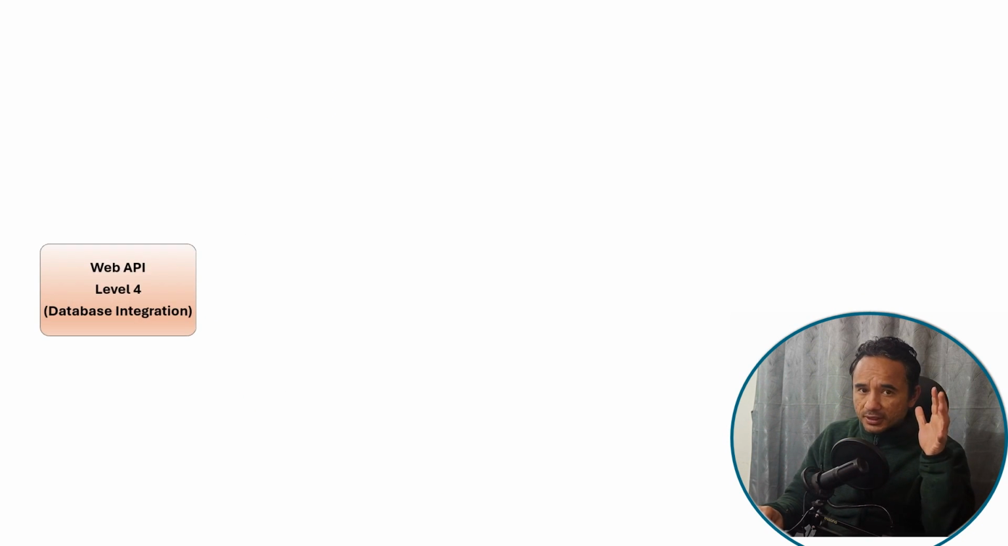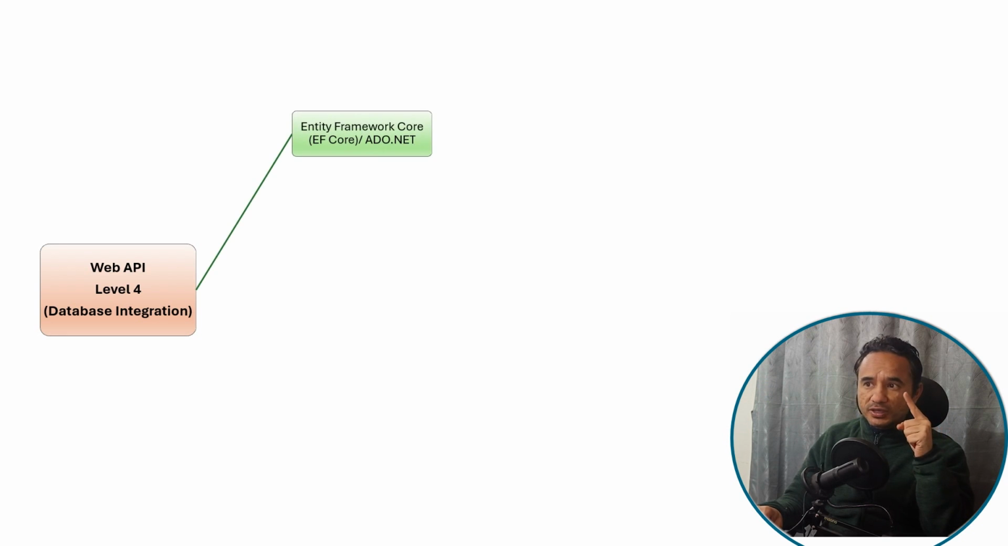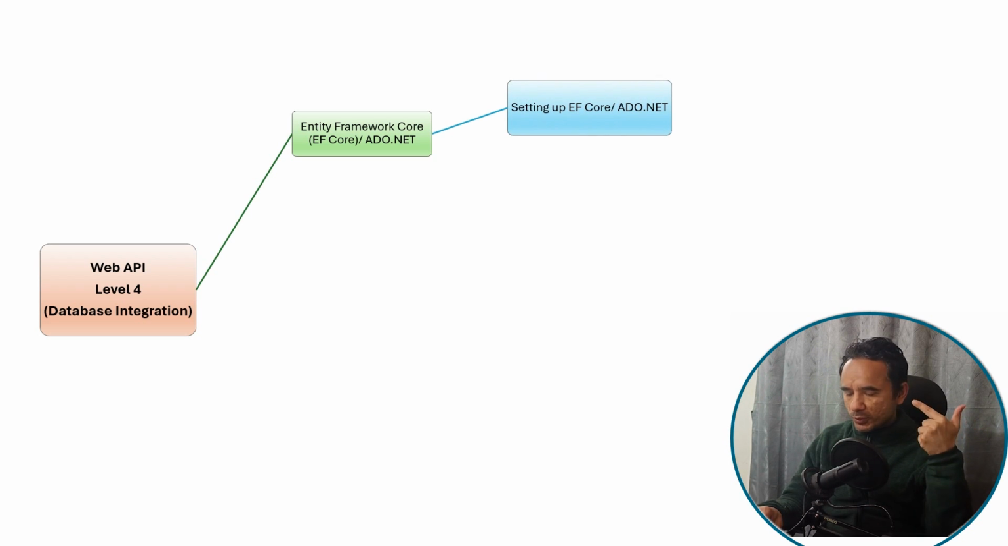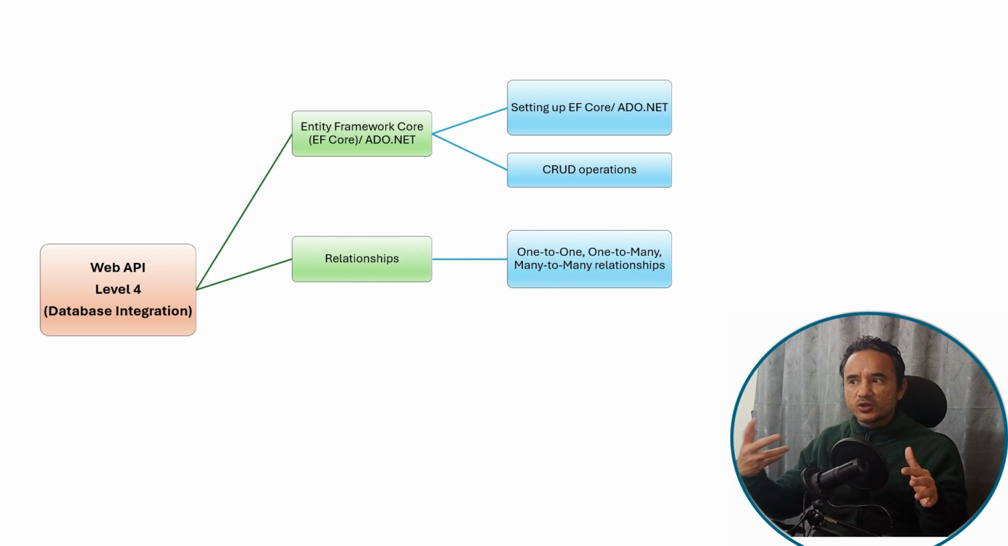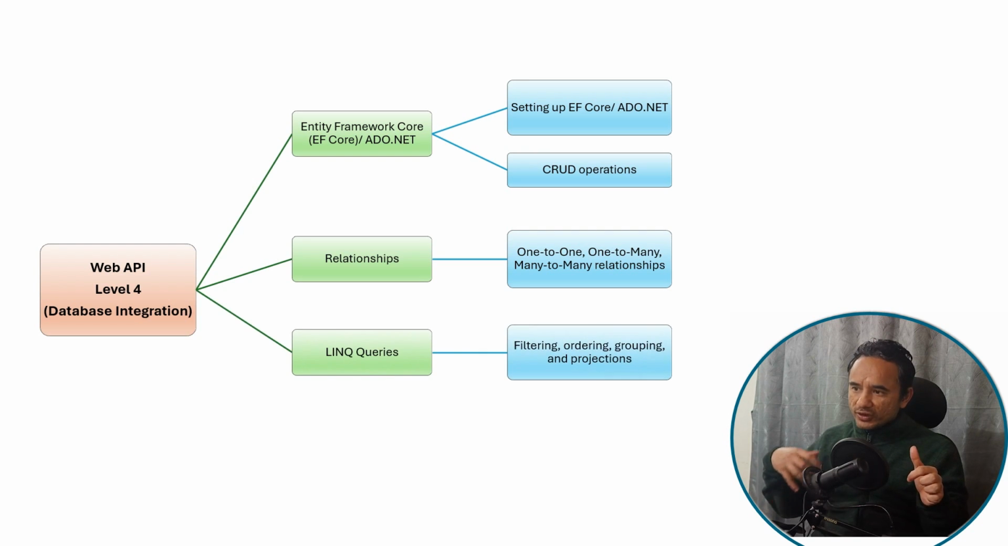Okay. Here we have two main concepts. First is Entity Framework Core, EF Core, or you can also use ADO.NET to handle data operations. Okay. Learn how to set up EF Core in your project and perform CRUD operations, like create, read, update and delete. Next step is to understand database relationships like one-to-one, one-to-many, many-to-many. Then learn LINQ queries, like how to filter the data, how to order it, grouping and projections, how to perform operations on data.